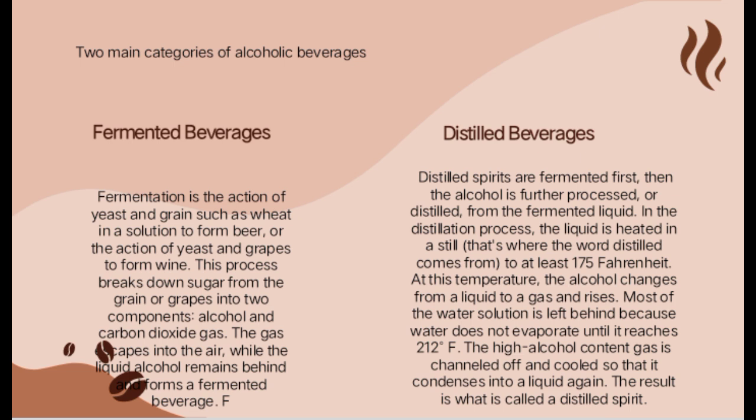On the other hand, we have the distilled beverages. Distilled spirits are fermented first, then the alcohol is further processed, or distilled, from the fermented liquid. In the distillation process, the liquid is heated in a still to at least 175 Fahrenheit. To make it easier to understand, distilled beverages are drinks made by heating a fermented liquid to separate alcohol from the rest of the ingredients. This process is called distillation.